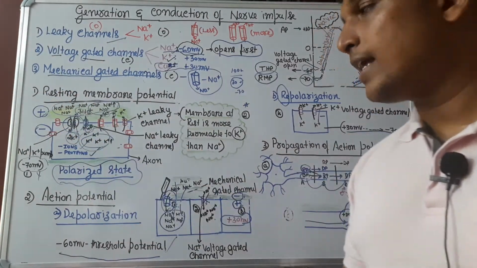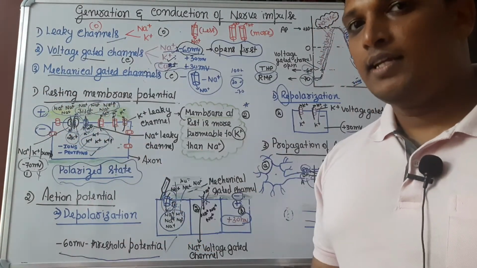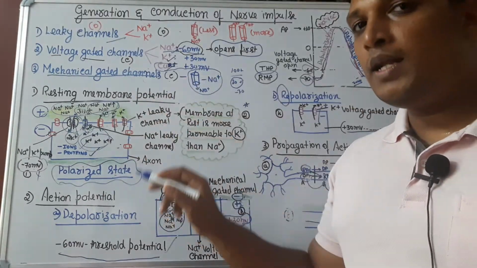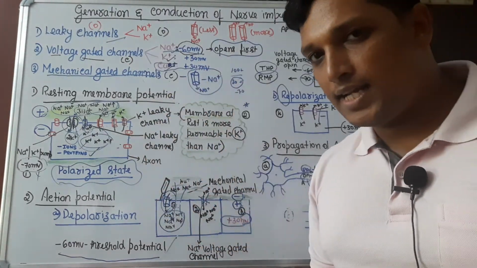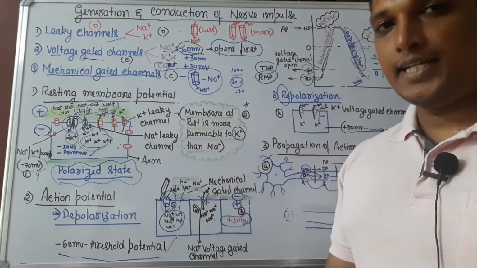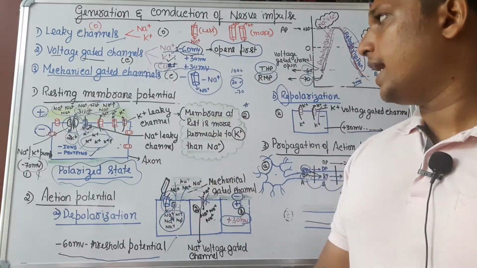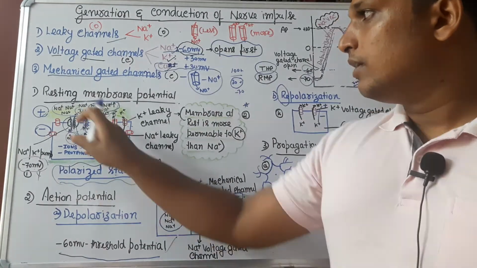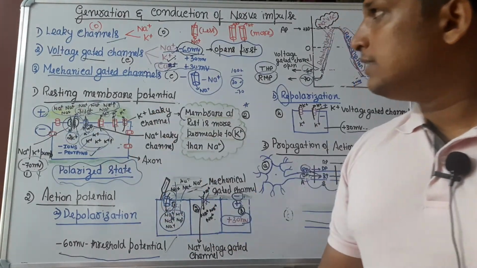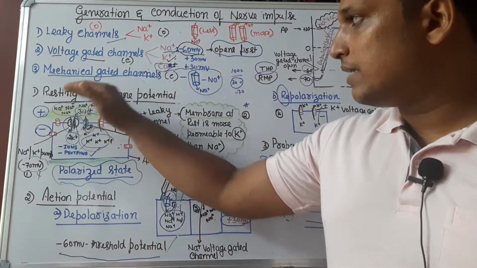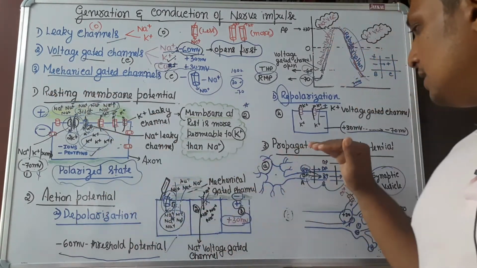Third channel is mechanical gated channel. It is also closed. When a mechanical pressure is applied, it will open. An example is the sodium mechanical gated channel, which will allow movement of sodium when a particular mechanical pressure is applied. We'll be learning generation of nerve impulse under three segments: resting membrane potential, action potential, and propagation of action potential.